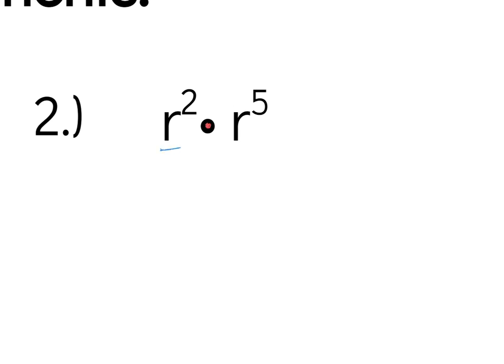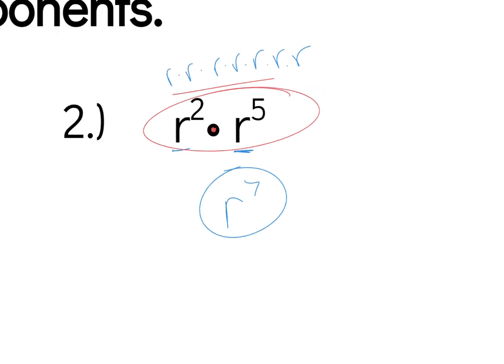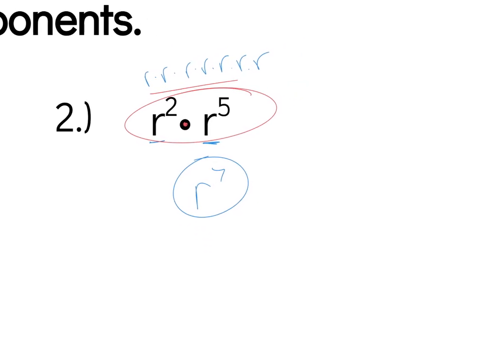Number 2, we are multiplying with this giant dot here. We're multiplying r to the 2nd power and r to the 5th power. That is literally this scenario where we have 1, 2, 3, 4, 5, 6, 7 r's because it's r to the 7th power. So if you're like, why did you draw that out? Because that is the visual version of this. Now, what we would rather you do is just look at this and say, hey, we have the same bases and we're multiplying, so we'll add the exponents.